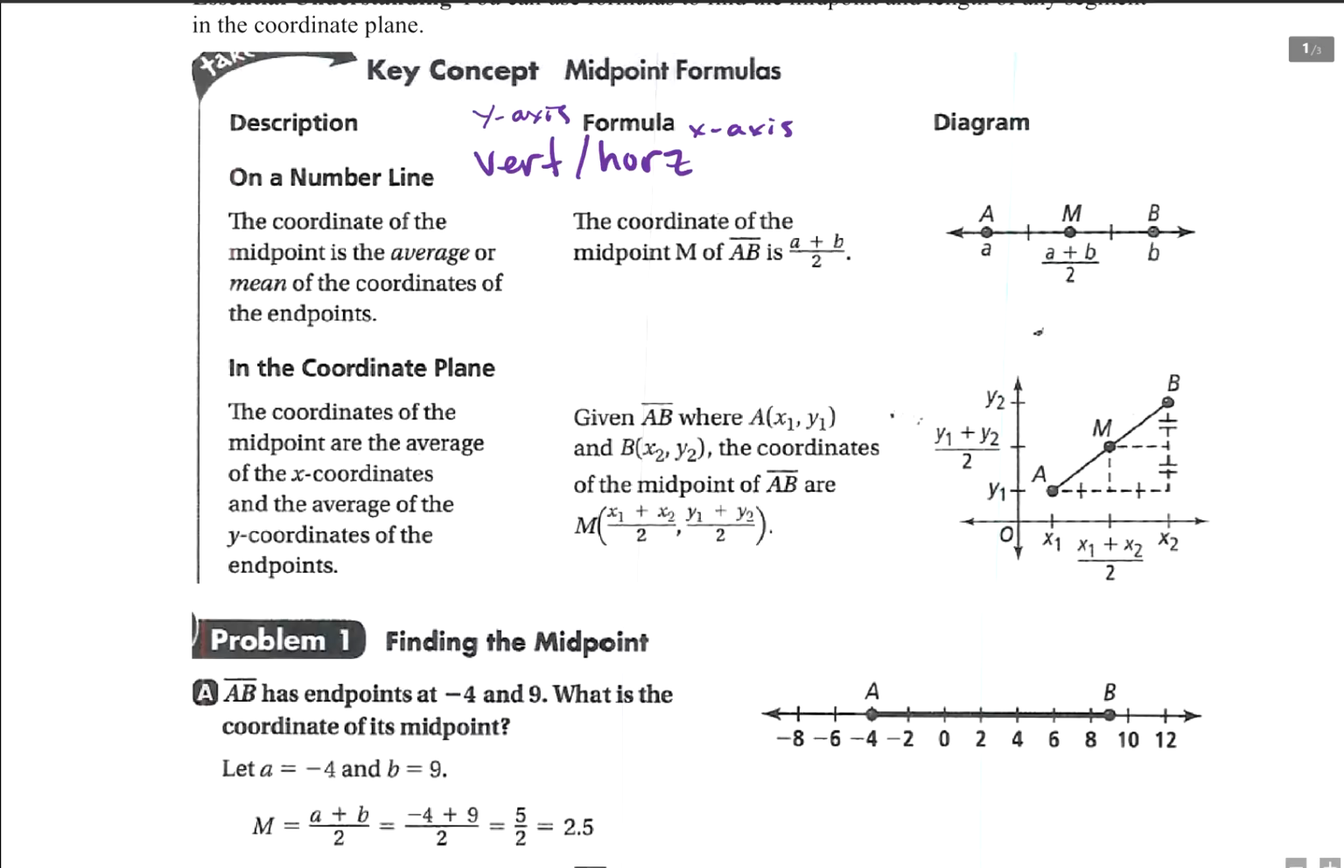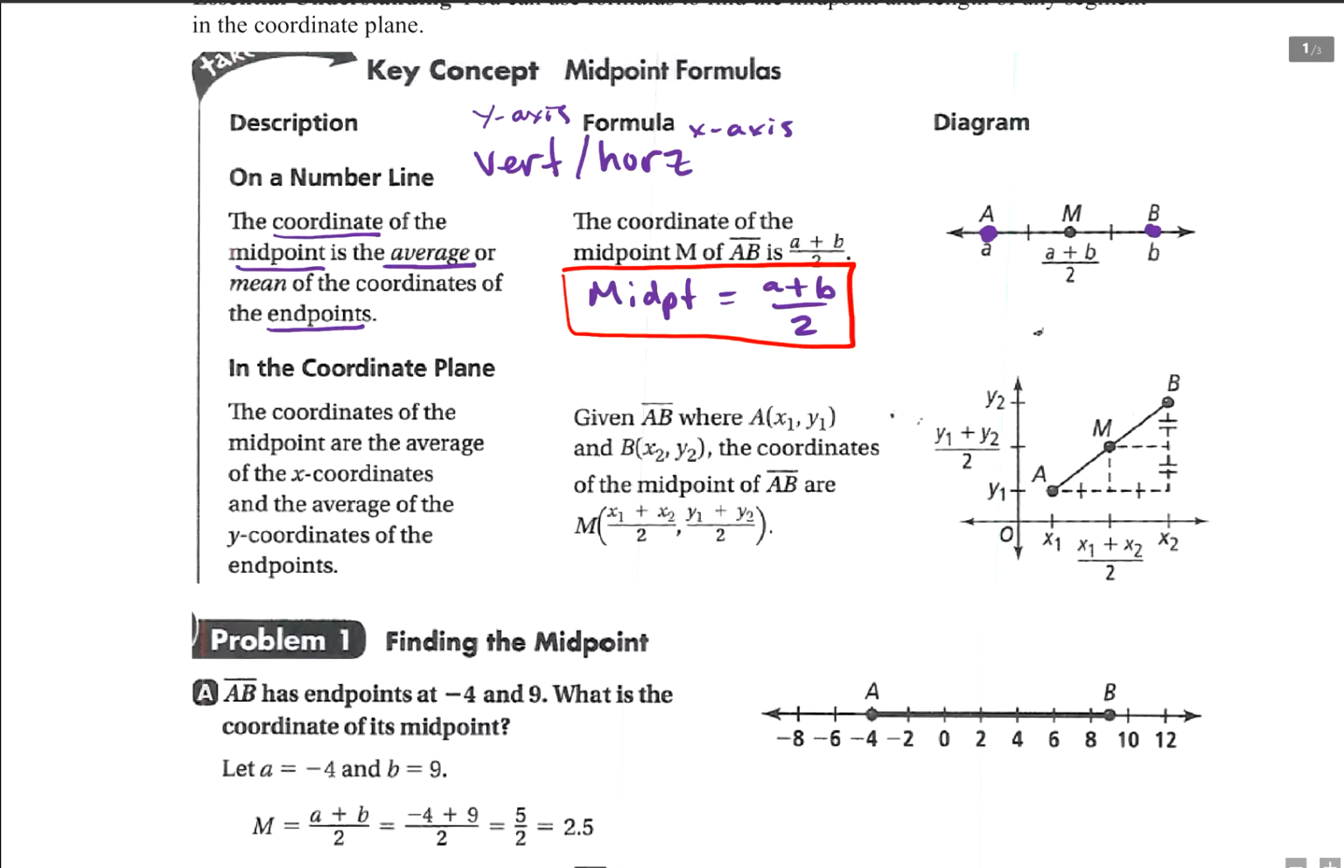So on a number line, we're talking about a point, the coordinate of the midpoint is the average or the mean of the coordinates of your endpoints. So we have a formula. The midpoint is a plus b over 2. And this is a good formula to know. This is also in your big packet. So we have 2 points, point A at coordinate A, point B at coordinate B. We simply add those two together and divide by 2. That gives us the average.